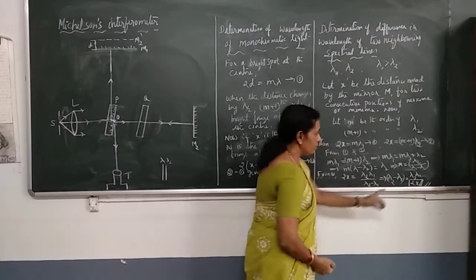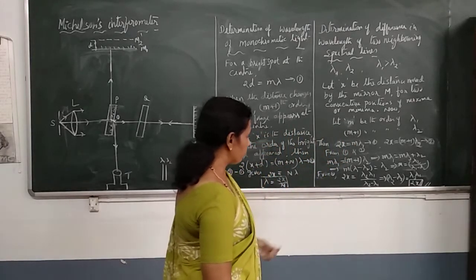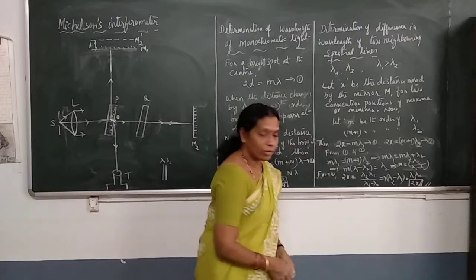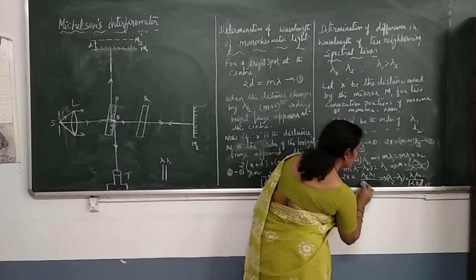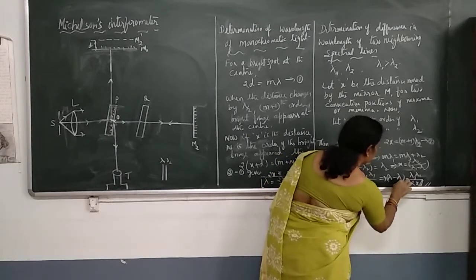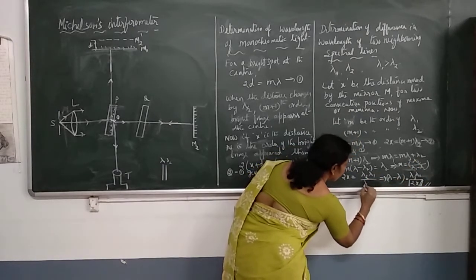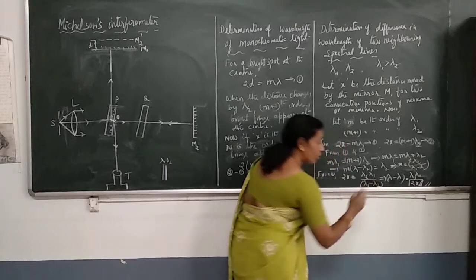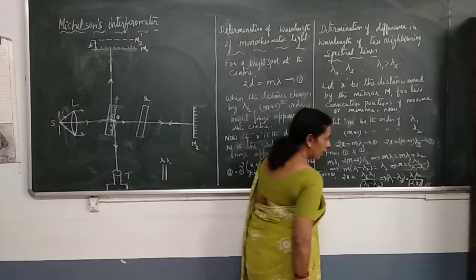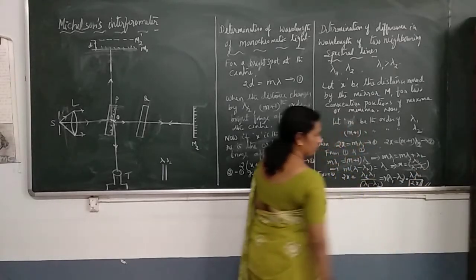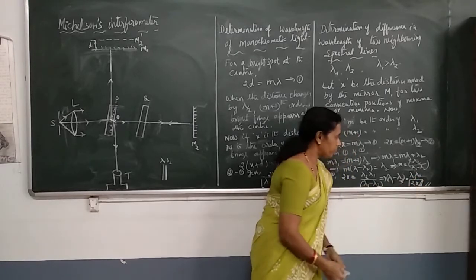And using this, what is lambda 2 minus lambda 1? It should be lambda 1 minus lambda 2, as lambda 1 is the longer one. A small mistake here, sorry. See here, m is lambda 2 by lambda 1 minus lambda 2. So it should be lambda 1 minus lambda 2, lambda 1 being the longer wavelength. So that we get lambda 1 minus lambda 2 as lambda 2 lambda 1 by 2x.